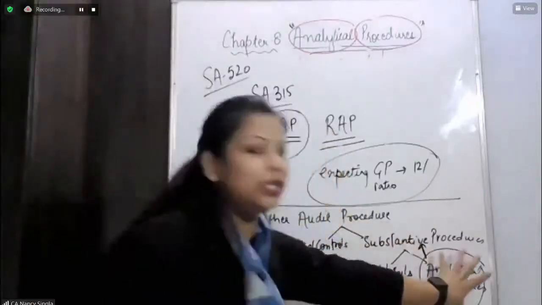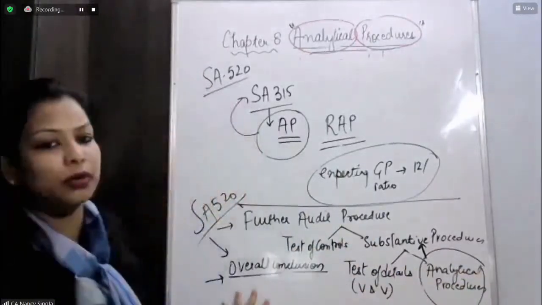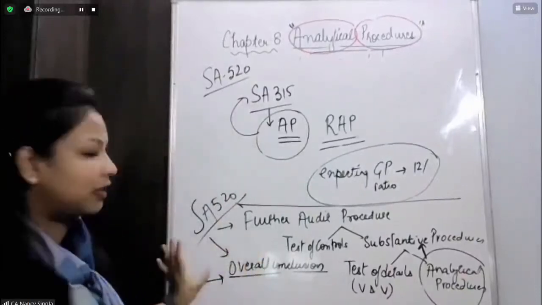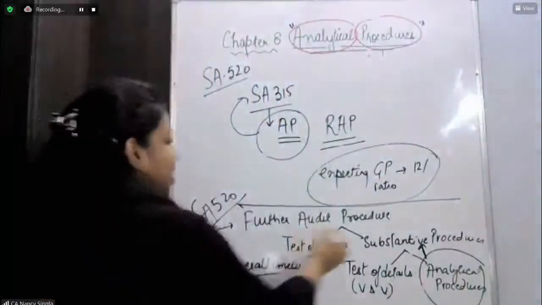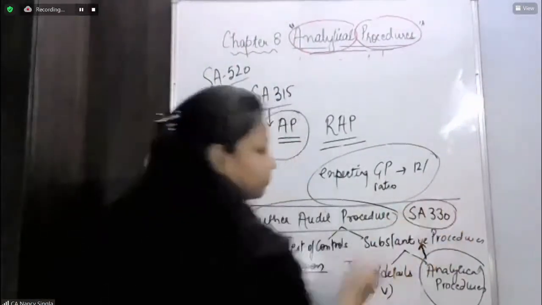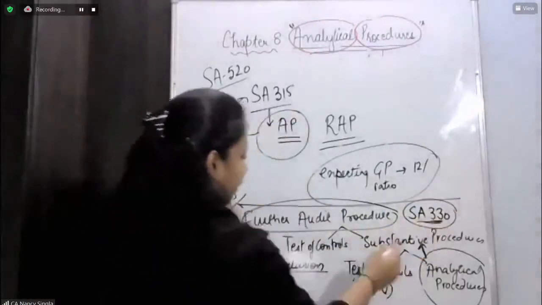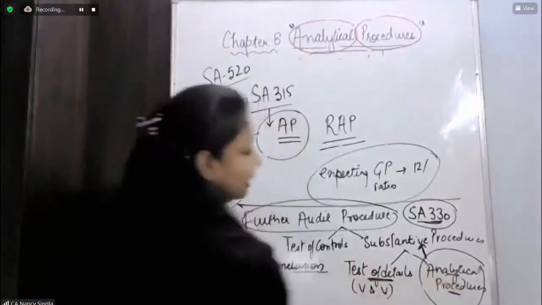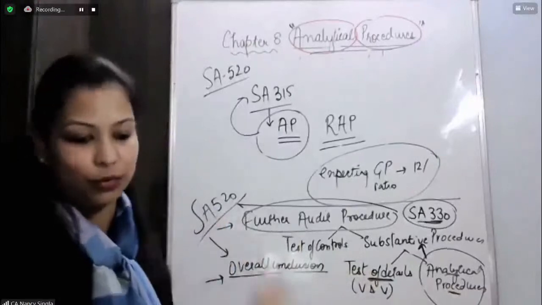But when you are actually conducting the audit, when you are performing the further audit procedures, and when you are making an overall conclusion, that is when you are giving your report, it is covered by SA 520. These further audit procedures are performed where? Under SA 330, right? So basically under SA 330, the auditor decides whether to perform test of details or analytical procedures, and how to apply analytical procedures will be covered by SA 520.